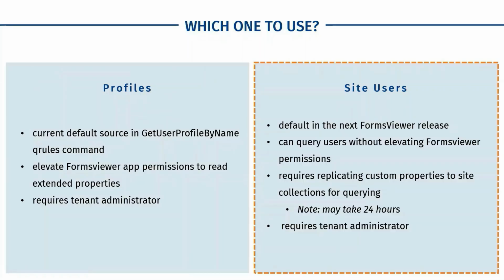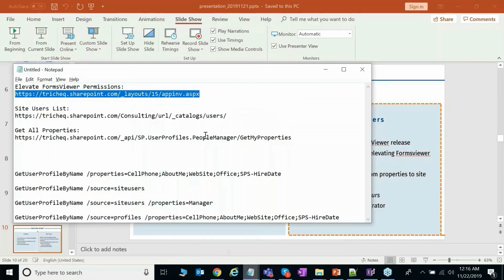So that's how to. So say you want to switch to using site users because you don't want to go over that elevate permission stuff. So you need to know that site users source will be the default in the next FormsViewer release, and you can query a lot of important user data as well when using site users. But like I said, it requires replicating custom properties also in the admin center and will take 24 hours to take effect. So just a little bit of info.